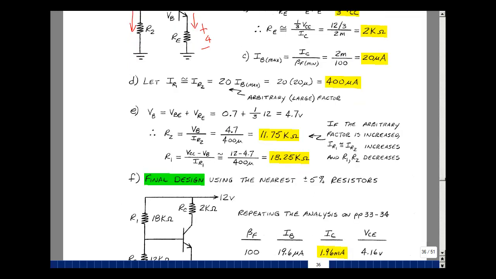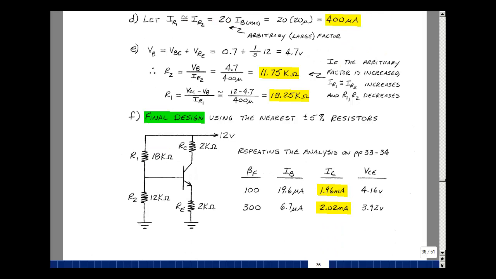Let's analyze our design using, again, standard components. I didn't show the analysis here, but it's the same as pages 33 and 34. With the values that I have here, I get a collector current for a beta F of 100 as 1.96 milliamps and 2 milliamps for a beta F of 300. So we're in that range that we were shooting for. Our collector emitter voltage varies a little bit, although it's not real critical because it's the voltage across the current source, and our base current is changing a lot to compensate for the change in beta F.